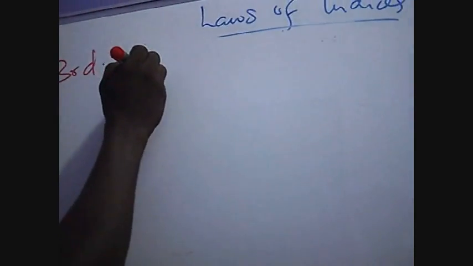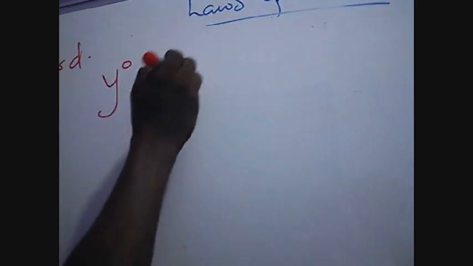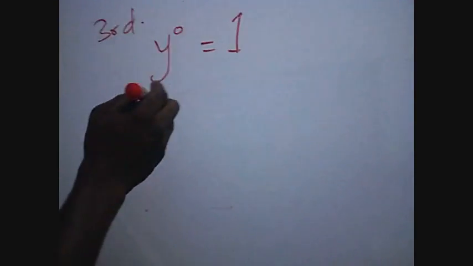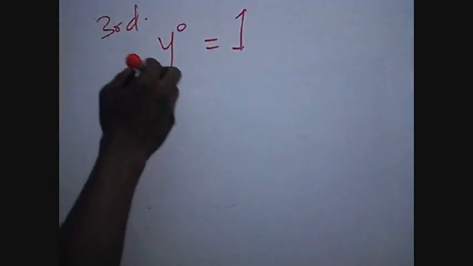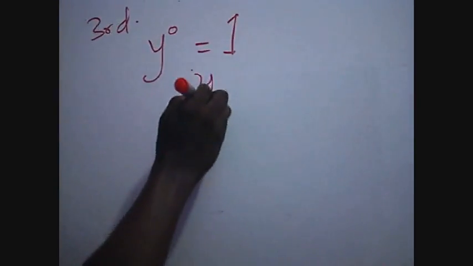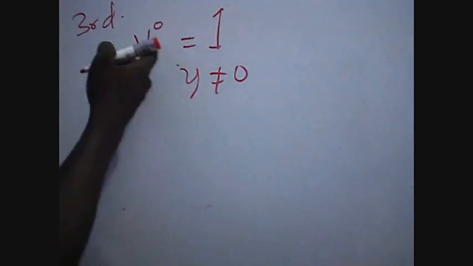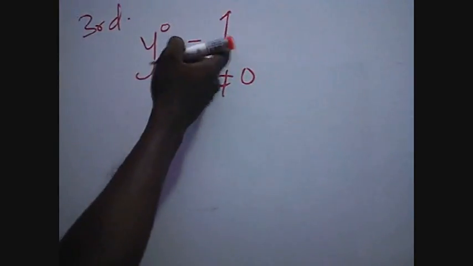of indices. Third law of indices. The third law says that when we have y raised to the power of 0, this is the same thing as 1. Any positive integer raised to the power of 0 is equal to 1. That is for y not equal to 0. Of course, 0 raised to the power of 0 is not equal to 1.